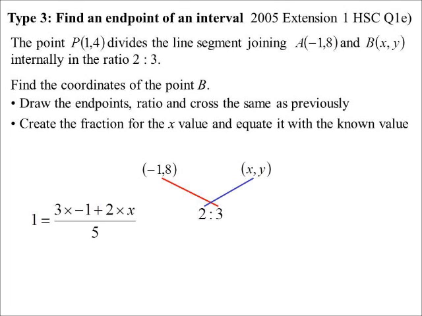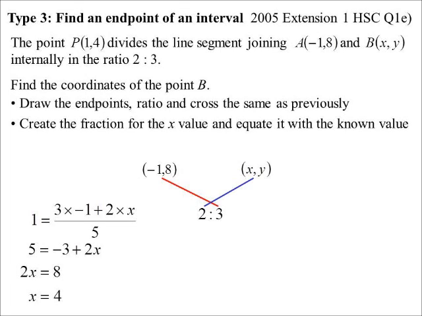So 5 will be on the bottom of the fraction, 2 plus 3. Then I write the x values down, but multiply along the cross. So minus 1 times 3 and 2 times x. There's an equation to solve. So eventually, okay, x is 4.